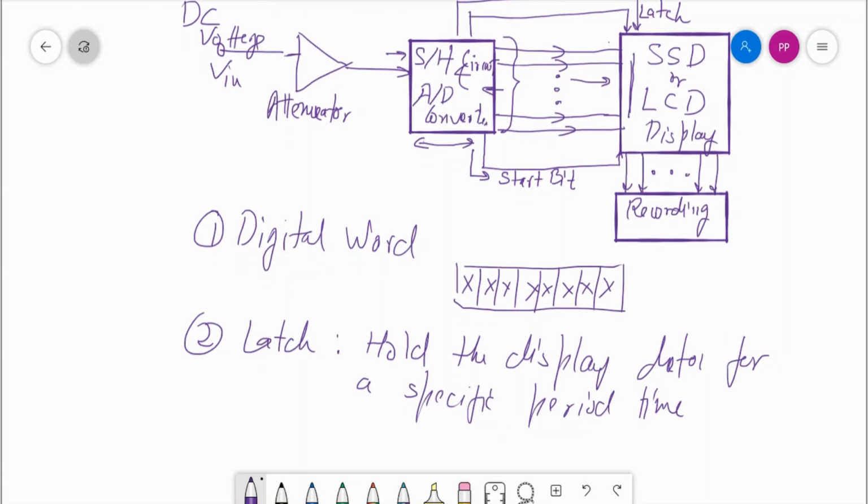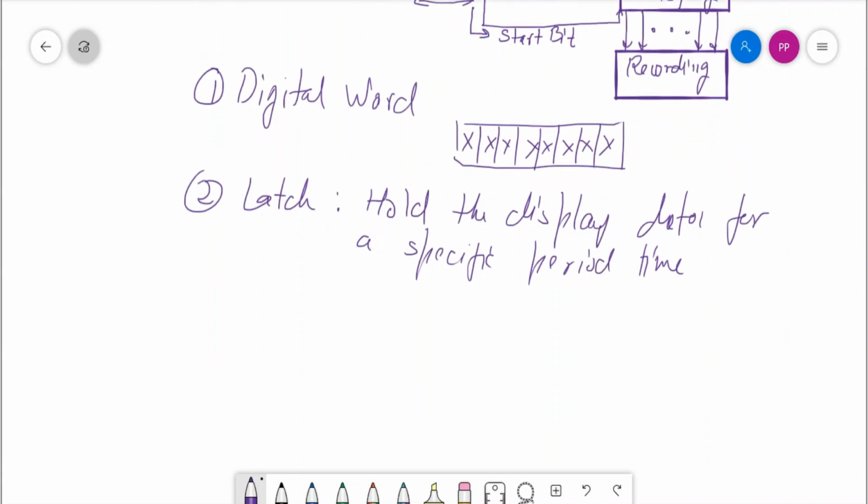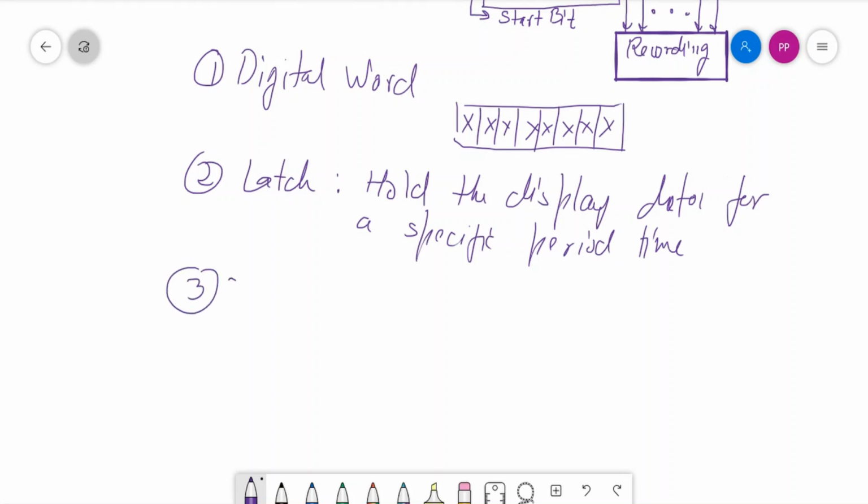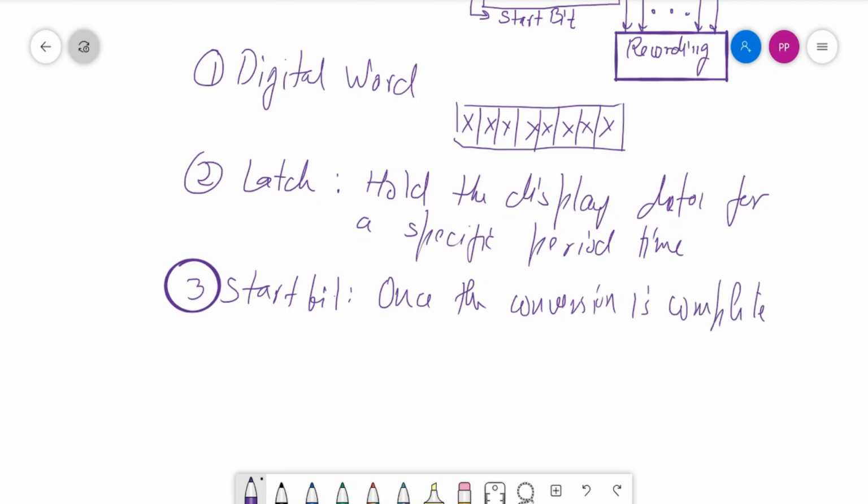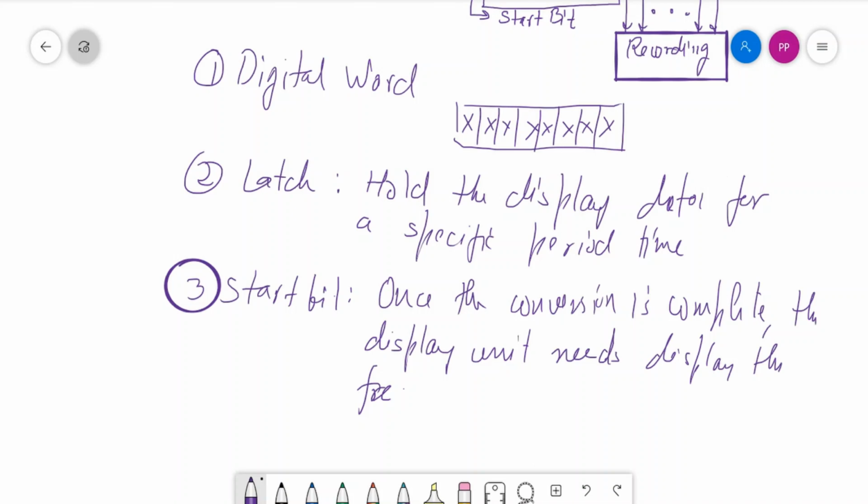Now the start bit, which we have already discussed, is basically once the conversion is complete, the display unit needs to display the fresh A to D output. So that is the purpose of the start bit.